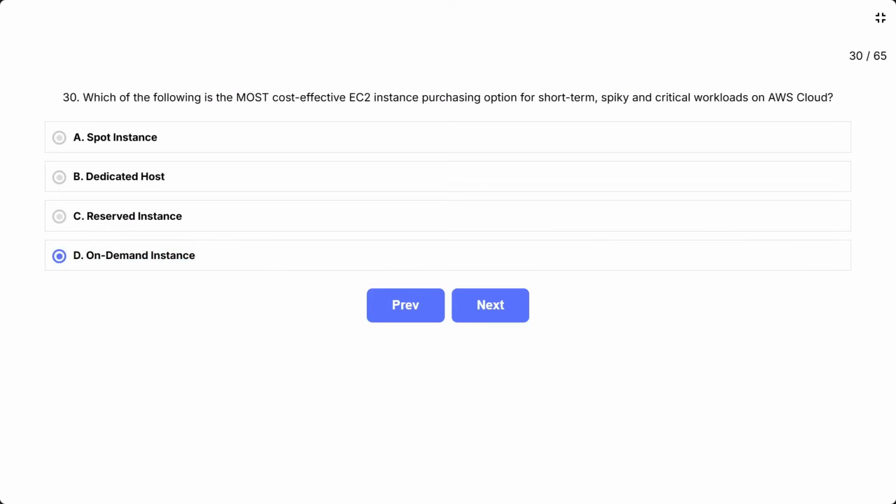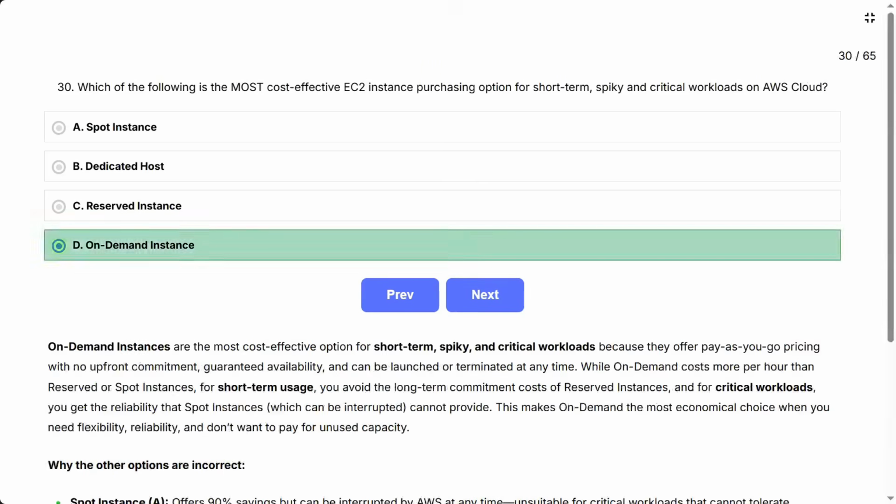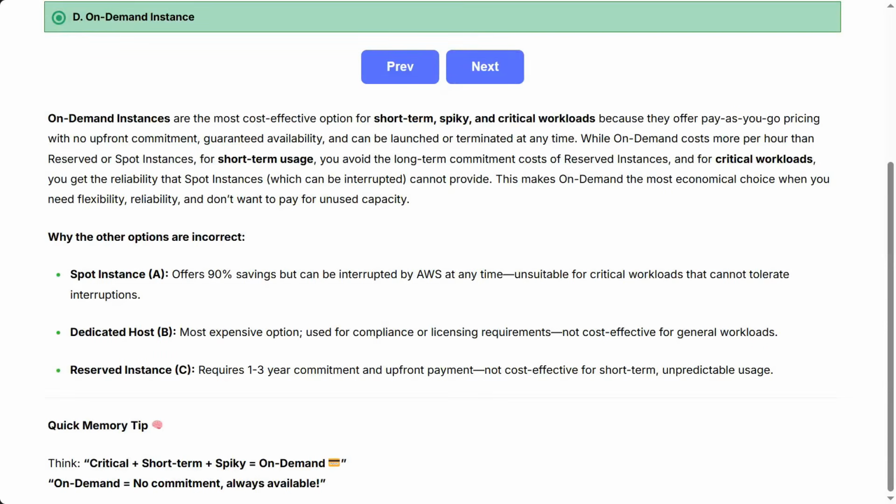On-demand instance. On-demand instances are the most cost-effective option for short-term, spiky, and critical workloads because they offer pay-as-you-go pricing with no upfront commitment, guaranteed availability, and can be launched or terminated at any time.